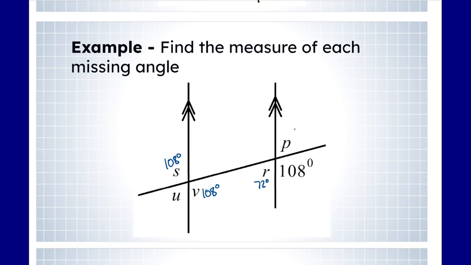Opposite angle theorem for P is 72 degrees as well. And again, you could use the F pattern for U, or the straight angle theorem, or supplementary angles, to figure out that U has to be 72 degrees. So again, there are different ways that you can figure it out, different patterns that you can use, but these are the solutions you should be getting.